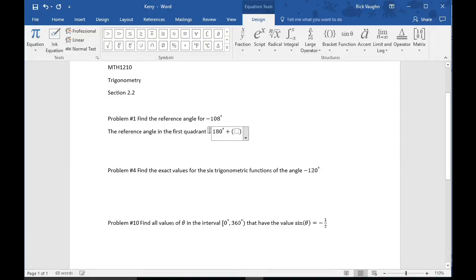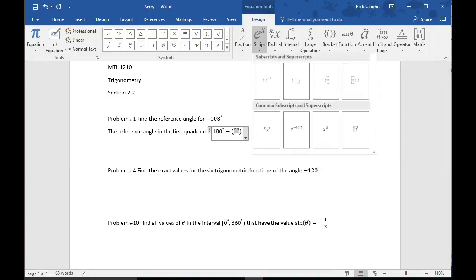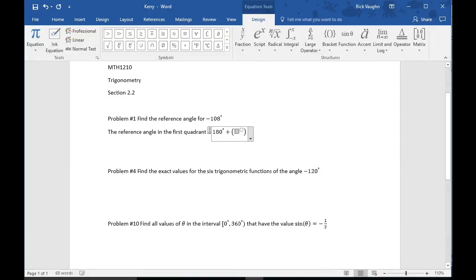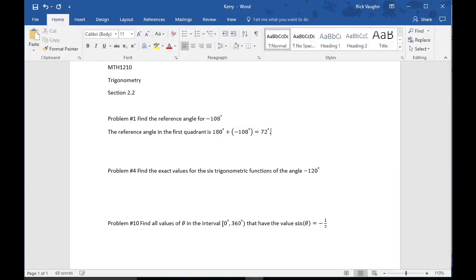So we'll do a parentheses here, and then inside we'll do the script again. Negative 108 is the base, and then the degree symbol. Okay, and now we're going to add, which is really subtracting, 180 minus 108 and get 72 degrees. Exit out of the equation and I'll put a period for the end of my sentence.